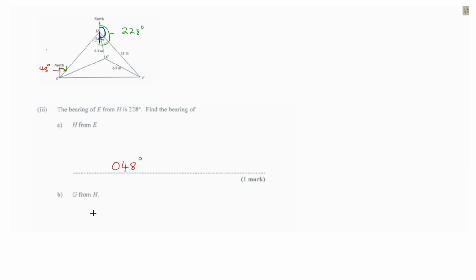So let's subtract 54 from 228. So we have 228 minus 54 degrees. And what we get there is 174 degrees. So this angle is 174 degrees. From here to here would be 174.